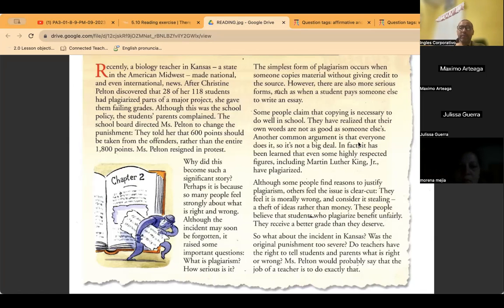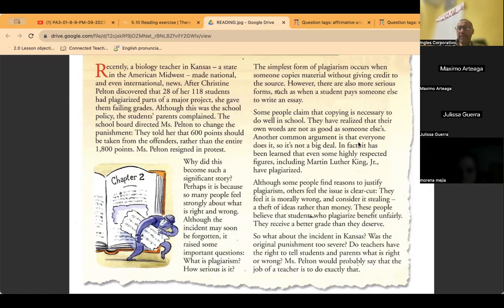Why did this become such a significant story? Perhaps it is because so many people feel strongly about what is right and wrong. Although the incident may soon be forgotten, it raised some important questions. What is plagiarism? How serious is it? Okay. Thank you, Maximo. Julissa?